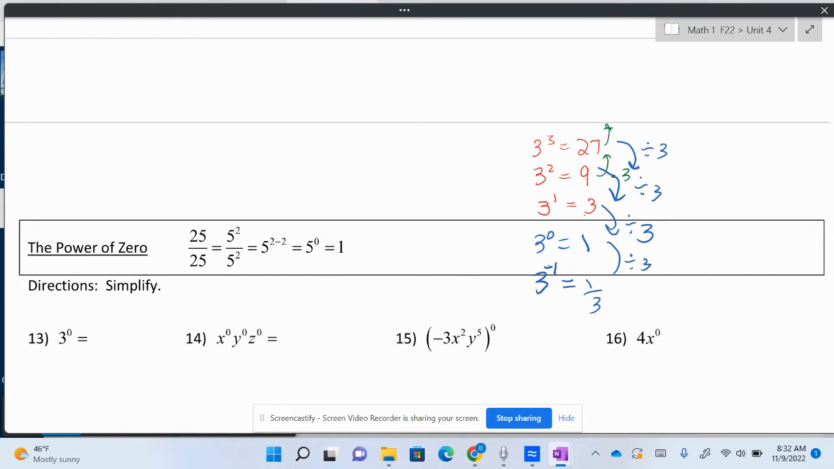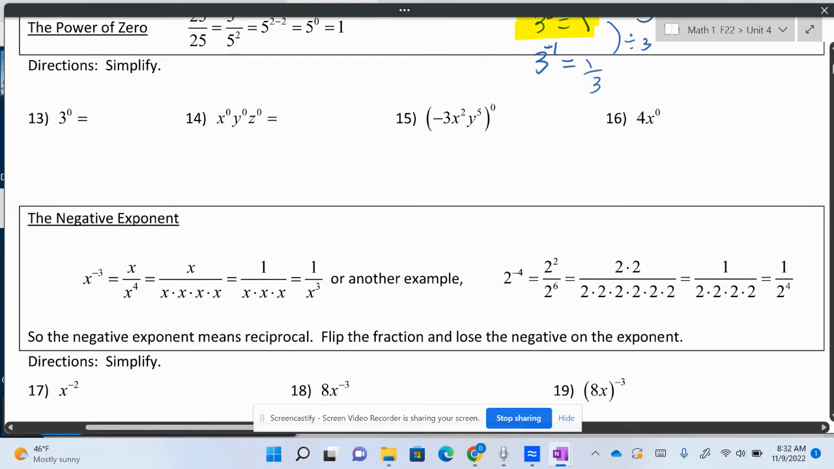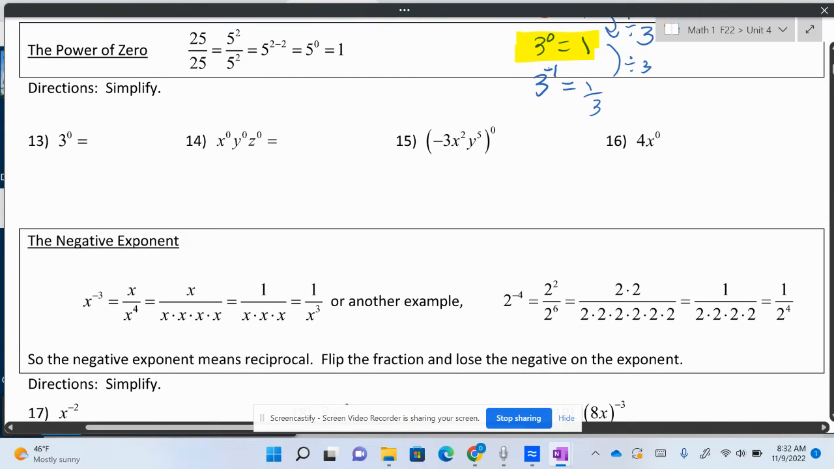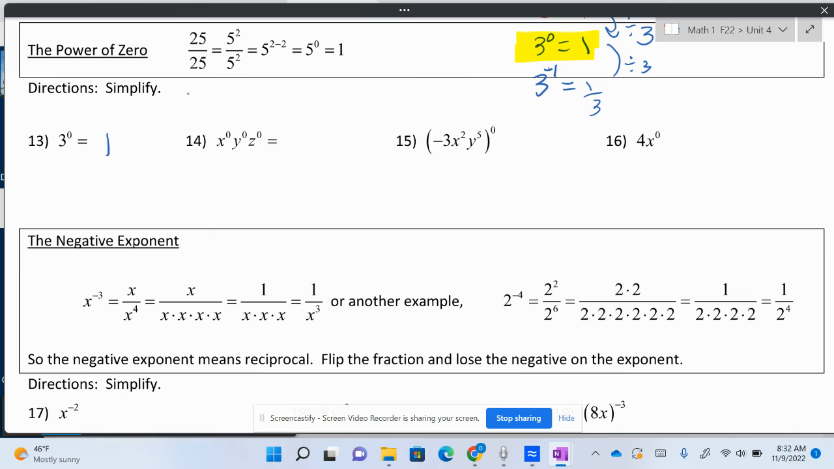Okay? So the idea is that any number or variable to the 0 power is going to equal 1. Any number or variable to the 0 power equals 1. Okay? Does that make sense? Okay. So let's just try doing these really fast. What's 3 to the 0 power? 1. What is x to the 0 power? 1 times y to the 0 power, 1 times z to the 0 power is 1. 1 times 1 times 1 times 1 is 1.